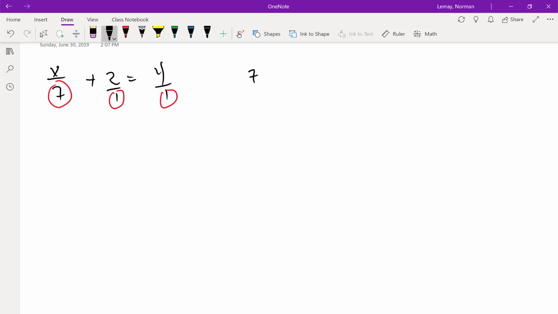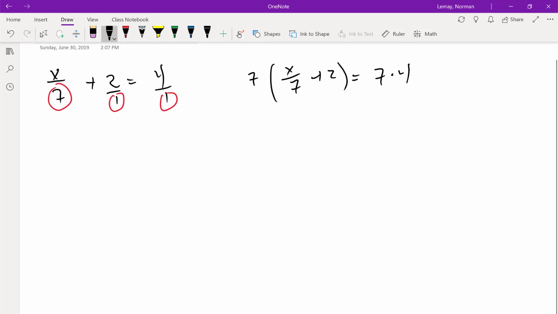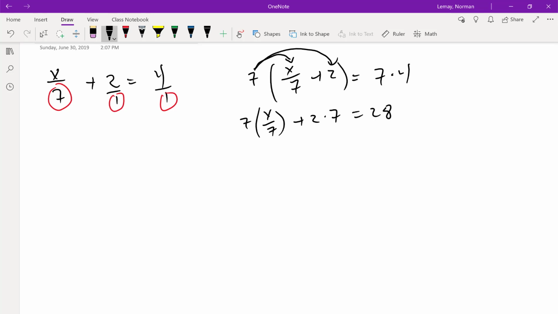So here I'm going to multiply the left side by 7. So I get x over 7 plus 2 equals 7 times 4. And now the game is to distribute to get rid of the grouping symbols. So we'll just distribute the 7 over here. So I get 7x over 7. And then we'll distribute the 7 over here over the addition. So I get 2 times 7 equals 28.